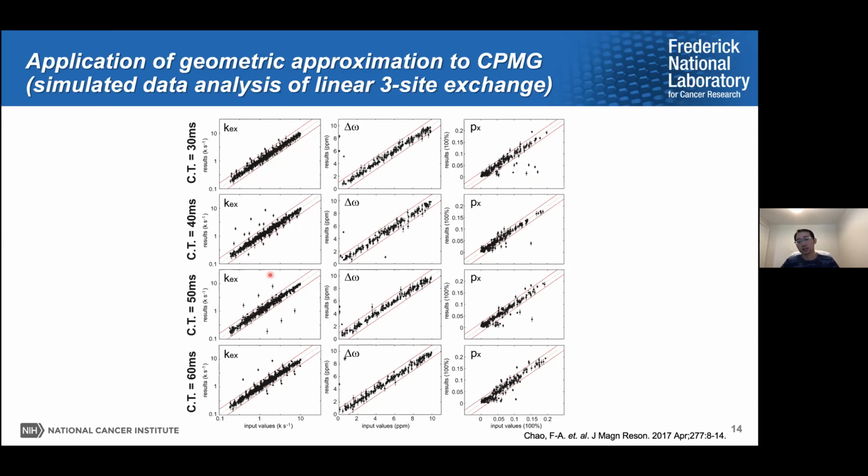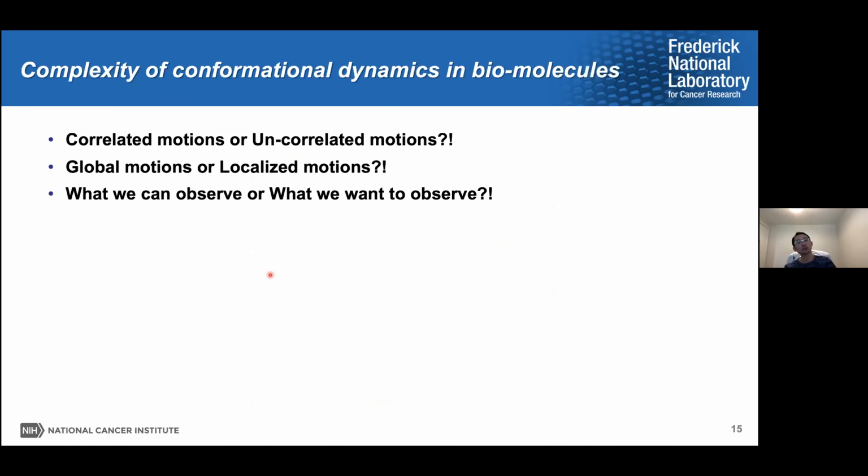That is also at the same time we realize it's possible that, we think we put in enough data, but it turns out the information contained in that large amount of data is still not enough to get an accurate result for the three-site exchange model. So let me start to think about the complexity of the conformational dynamics in biomolecules. So people tend to have some bias.